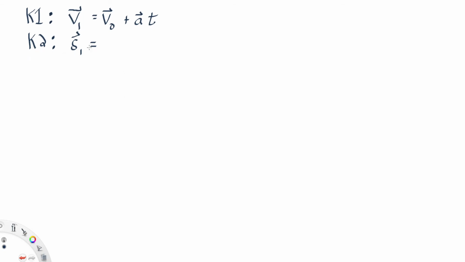For K2, our position at time 1 will be equal to our position at time 0, that's where we started, plus our velocity at time 0 times time, plus 1/2 our acceleration times time squared. And on this one, you're going to have to take my word for it. There is a more lengthy justification in the book, but basically you have to use calculus to get here.